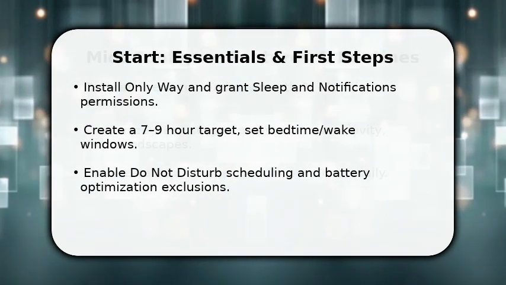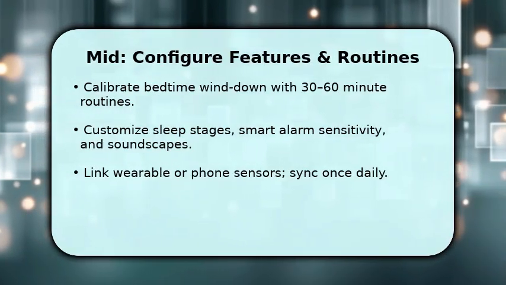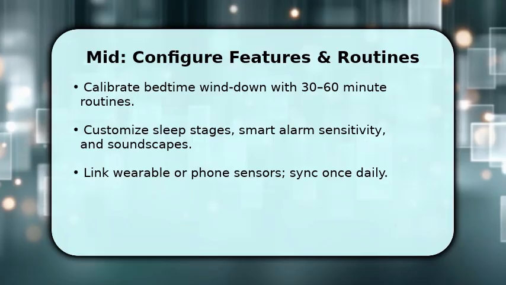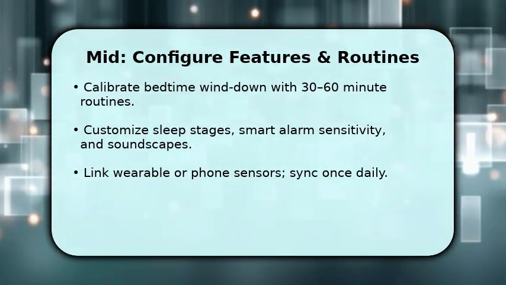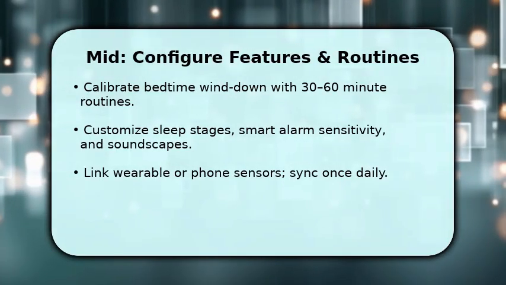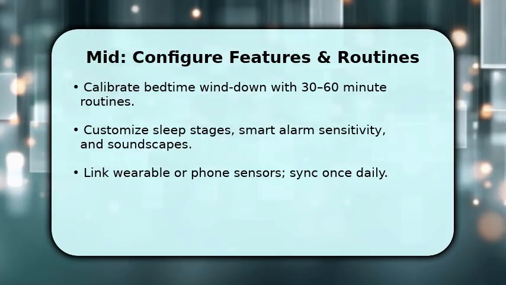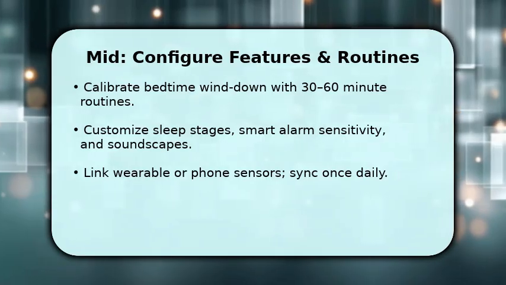Now you configure the app's core features to match how you sleep and live. You should set a 30-60-minute wind-down routine and assign calming activities so the app cues your behavior before lights out. Customize sleep stage tracking sensitivity and the smart alarm window to avoid waking during deep sleep. Choose soundscapes or silence for sleep onset.